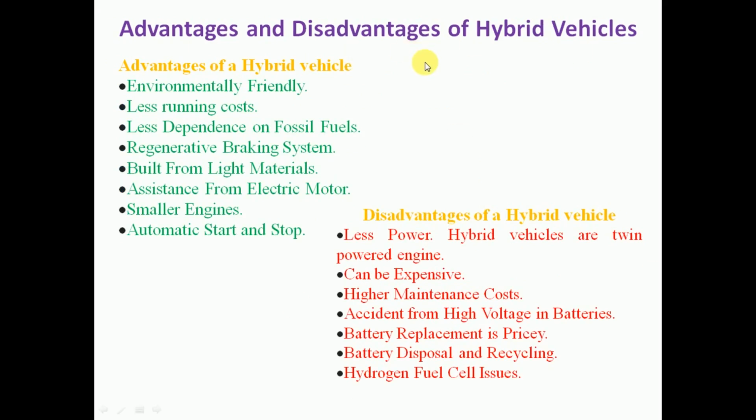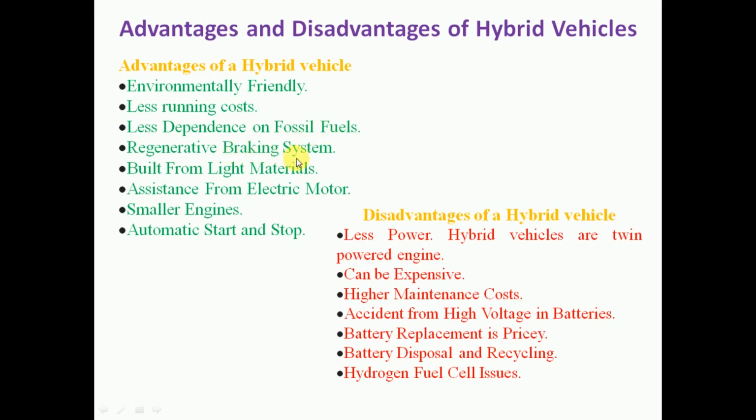As the hybrid vehicles are running on both the internal combustion engine and the electric motor, this is also very near to electric vehicles, but some other advantages are there, those we'll discuss. This is environmentally friendly, that means less emission will be there. Less running cost. It is partially using electricity, and partially using fossil fuels, and there is less dependency on fossil fuels. Therefore, some part of the power is provided by the electricity.